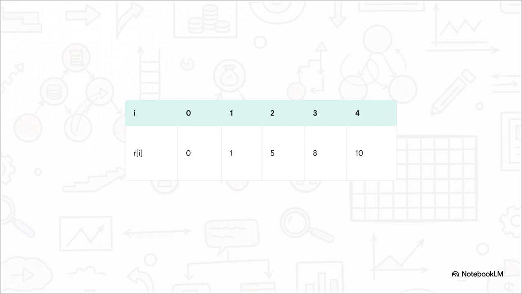We could sell it as a whole 2-inch piece for $5, or cut it into two 1-inch pieces, which would be $1 plus $1, so $2. The max there is $5. We store that. For length 3, the best is selling it whole for $8.